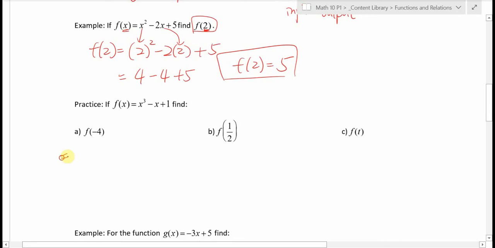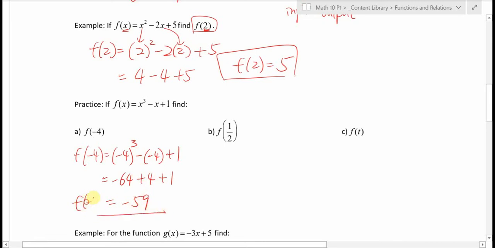Okay, this one, f of negative 4. F of negative 4 should equal, again, where I see x, I'm going to put negative 4 in there instead. Negative 4 cubed is negative 64. Minus negative 4 is a plus 4, and then plus 1. So the answer here is negative 59. That's what f of negative 4 is.